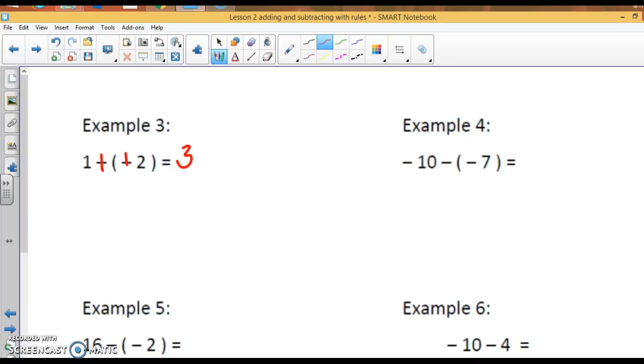Last one. Negative 10 minus negative 7. Change it to add. The opposite of negative 7 is positive 7. There's my 2 marks. Add the opposite. Now it's an addition problem. So follow our rule of addition. Negative 10 plus 7, they are different. So I subtract and take the sign of the larger.